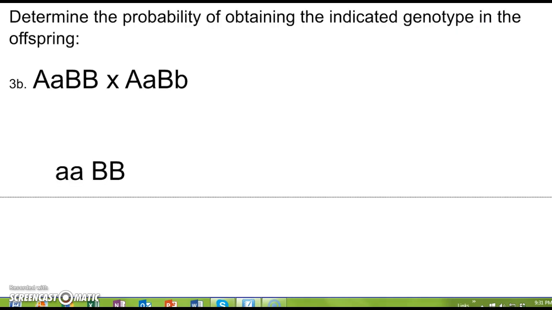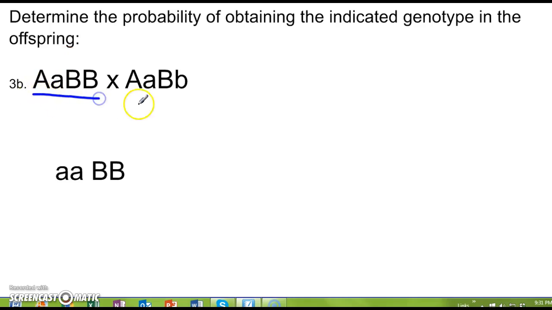Moving on, question number 3 has several different parts to it. I'm going to work a couple of these. If you look at 3B, we have this genotype crossing to this one. Remember, I'm a huge fan of the shortcut. If you cross these A's in a Punnett square, just a small one with 4 boxes, and we're looking for this in there, you'll see that 1 out of 4 of those boxes will be this homozygous recessive genotype.